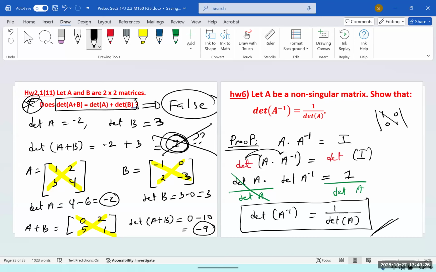The fun proof. If determinant of A is 0, then the inverse doesn't exist. So this is true for all A, because the inverse has to exist. So determinant is not 0.